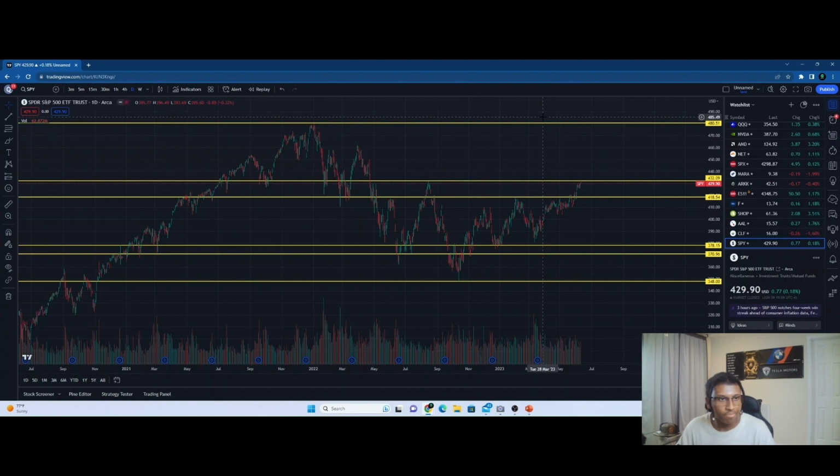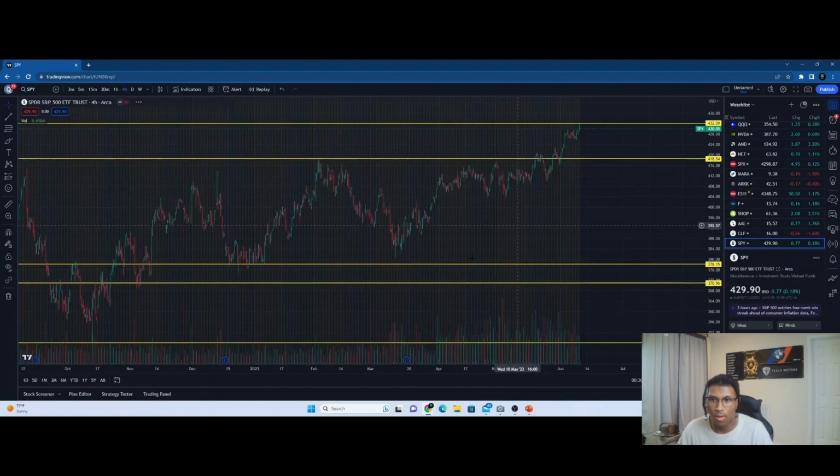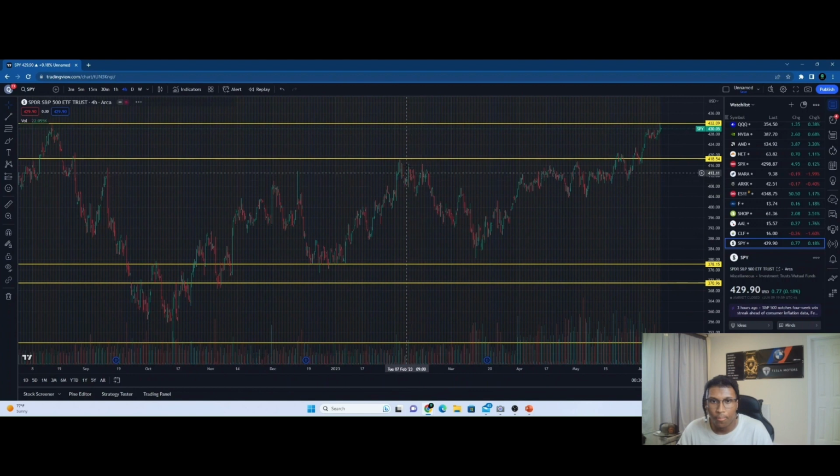Now, we're not done yet. Just to prove to you guys that these are all valid levels, let's go down in the time frame and see how they really react. Boom, let's go to 4 hour. All right. Perfect. Look at that. Down, down, down. This one went a bit above. But remember, they are zones, not exact price levels.